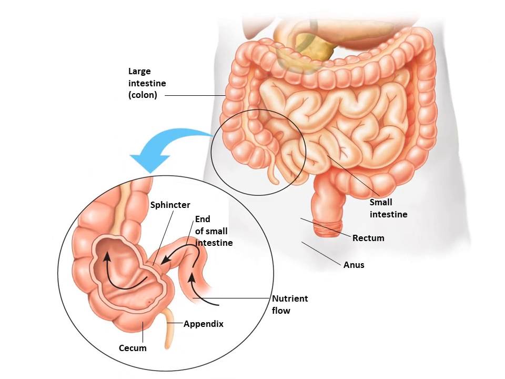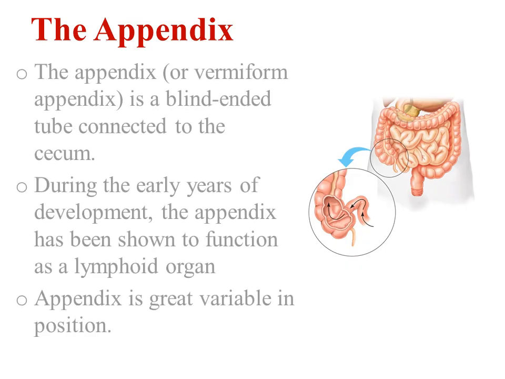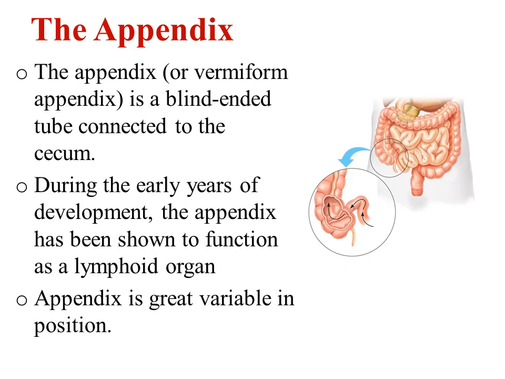Here is a view of the appendix and cecum. As you can see here, the cecum, the appendix, a part of the terminal ileum of the small intestine, and the sphincter, the ileocecal valve. The appendix, or vermiform appendix, is a blind-ended tube connected to the cecum. During the early years of development, the appendix has been shown to function as a lymphoid organ.